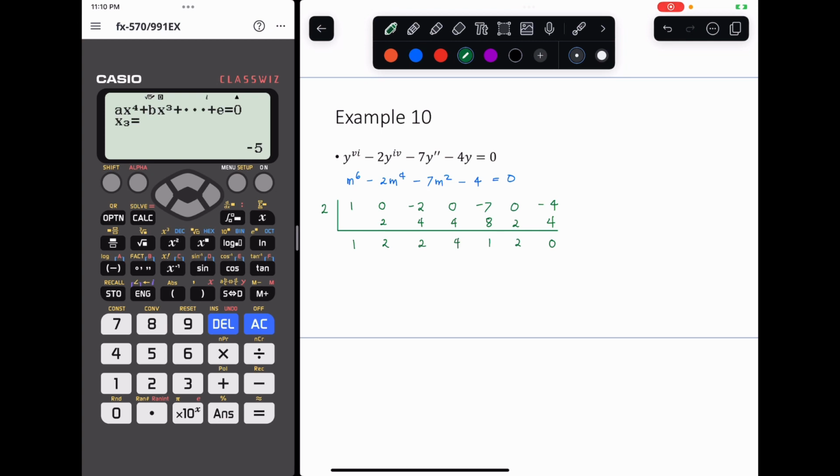So 2 times 2 is 4. 0 plus 4 is 4. 4 times 2 is 8. Negative 7 plus 8 is 1. 1 times 2 is 2. So 0 plus 2 is 2. Then 2 times 2 is 4. Negative 4 plus 4 is 0. Okay, so this is a fifth order now.